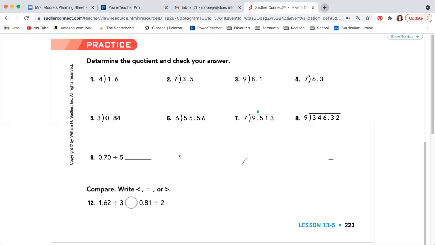Now begin long division. 7 goes into 9. How many times, class? 1. Swing around. 1 times 7, 7. Take the difference. 9 minus 7 is 2. Grab that next piece. Pull it down.